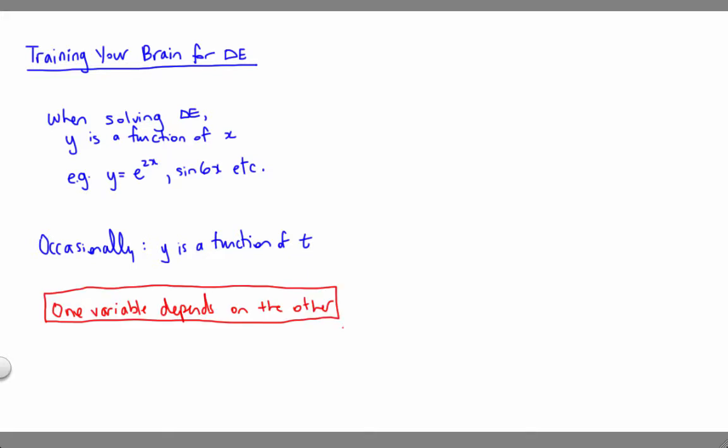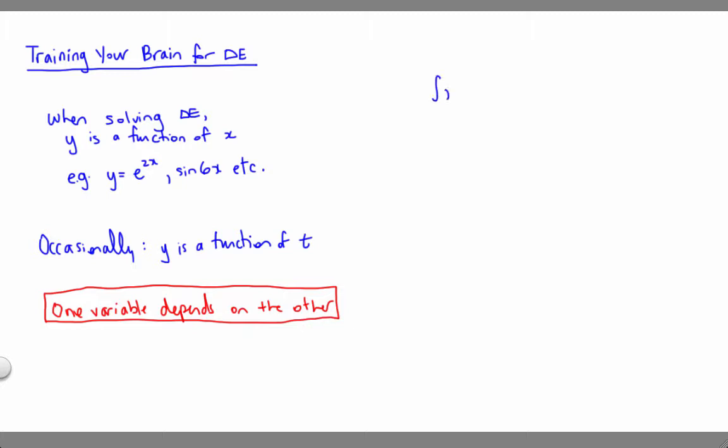Regardless of what we're calling our variables, there's one fact that's always true when solving differential equations, and that is that one variable depends on the other. So in any differential equation context, this will be true. Let's see what that means.